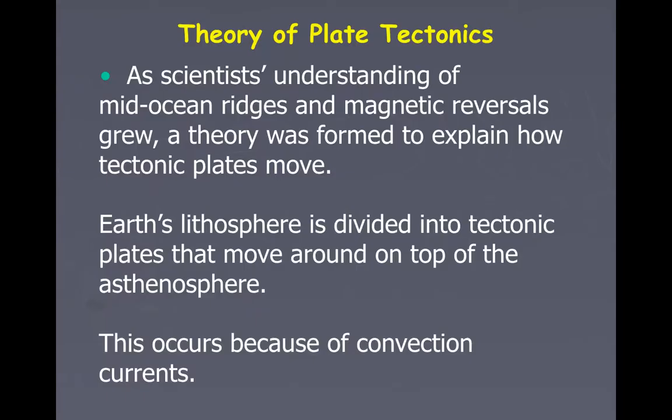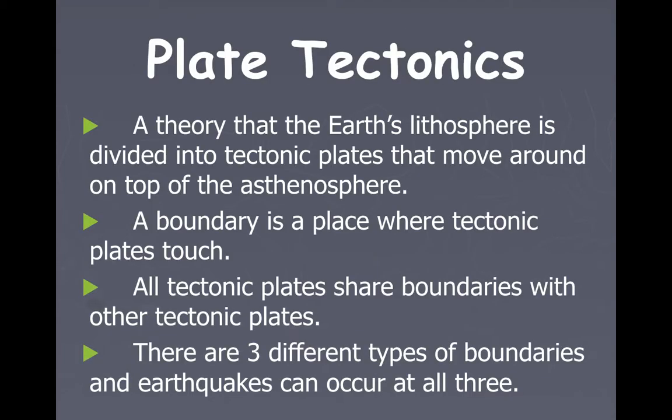Okay, so the theory of plate tectonics. With a scientist's understanding of mid-ocean ridges and magnetic reversal, a theory was formed to explain how tectonic plates move. Earth's lithosphere was divided into tectonic plates that move around on the top of the asthenosphere. This occurs because of convection currents. Plate tectonics is the theory that the Earth's lithosphere is divided into tectonic plates that move around on top of the asthenosphere.